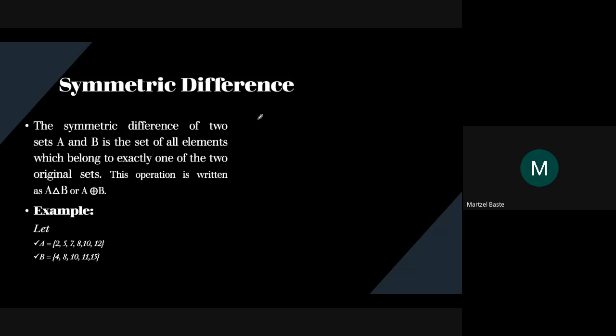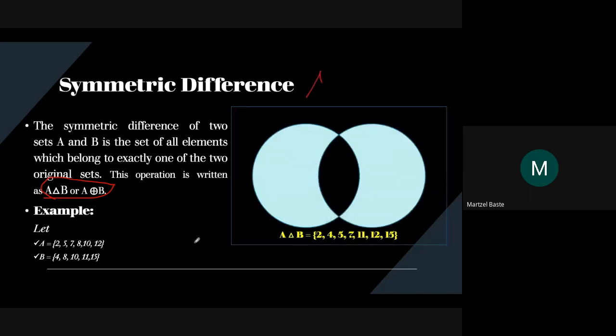Now, symmetric difference. What is symmetric difference, and what is the difference between it and set difference? By the way, we use either this symmetric symbol or this XOR symbol for symmetric difference. In the symmetric difference, what do you observe in our sets? What did it remove? 8 and 10, sir. Okay, very good. It removed the common elements.